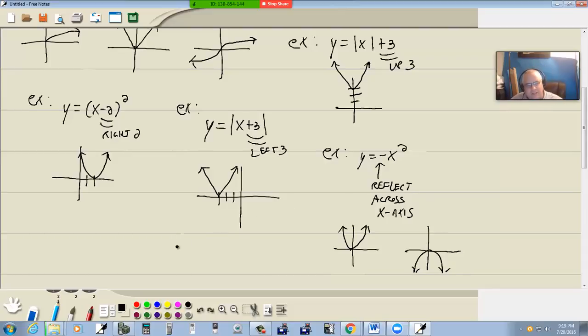Now it's a little bit more than just flipping it upside down, because if you have part of the graph up on top and part of the graph down below, it rotates the entire graph. It's kind of like an axle in a car, if you think about the rotation.